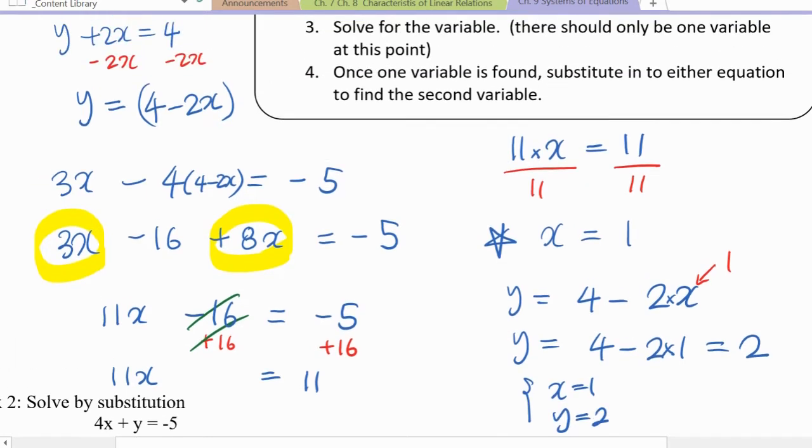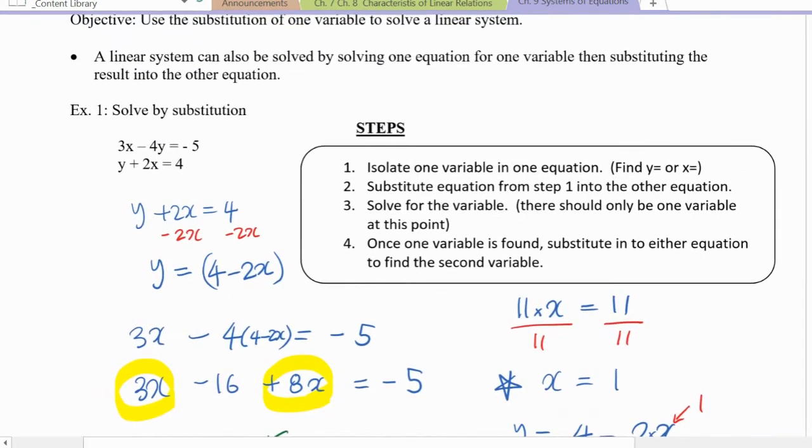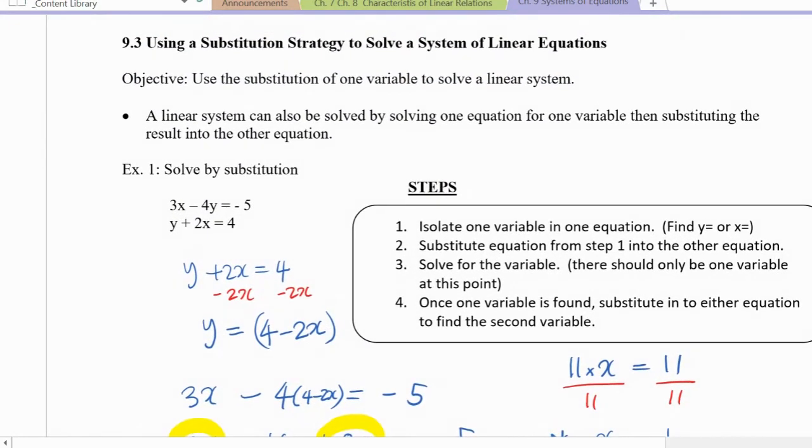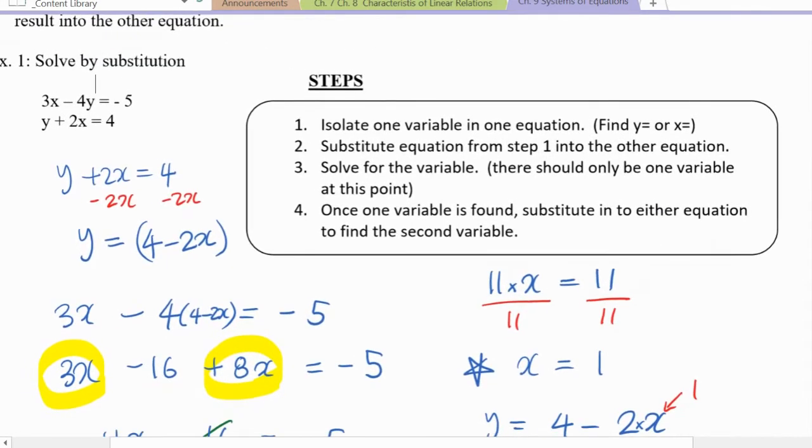This is called the substitution method. So when I ask you to solve the equation by substitution, first step, you have to isolate one variable in one equation. So like I did here, I isolated y. And substitute the equation from step 1 into the other equation. I plug the bracket into y.